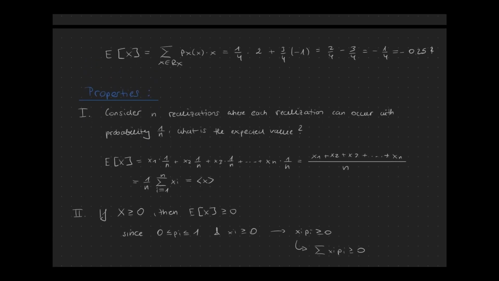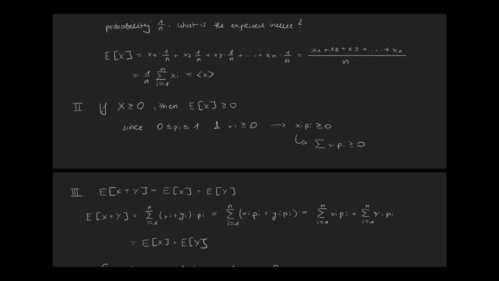The second property is about an expectation value being greater or equal to 0. Because if a random variable is greater or equal to 0, then the expectation value of X will also be greater or equal to 0, since the probability must lie in the interval from 0 to 1, and x_i is also greater or equal to 0. And since in the expectation value we are summing over the terms x_i times p_i, and since those are equal or greater to 0, the sum will of course also be greater or equal to 0.